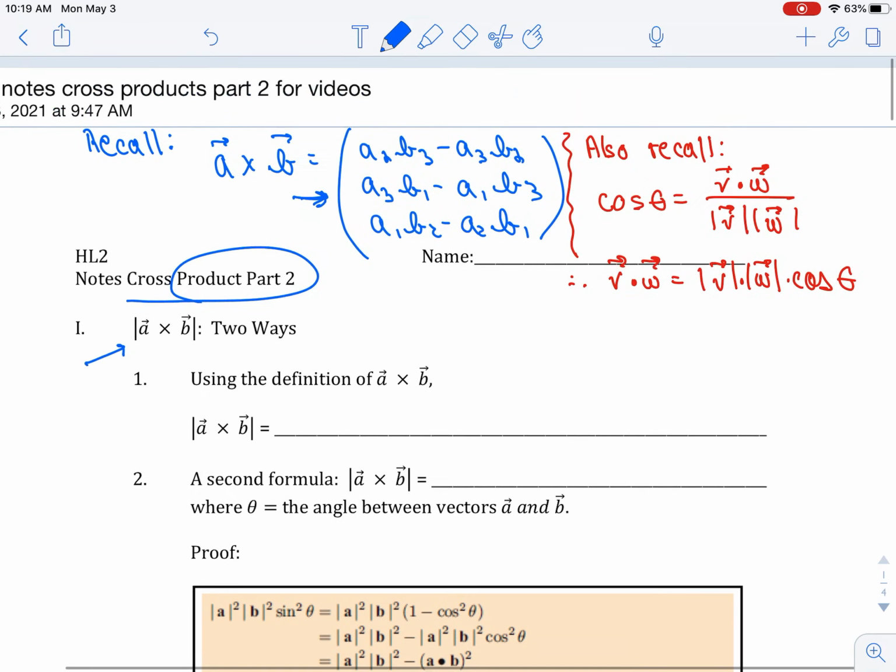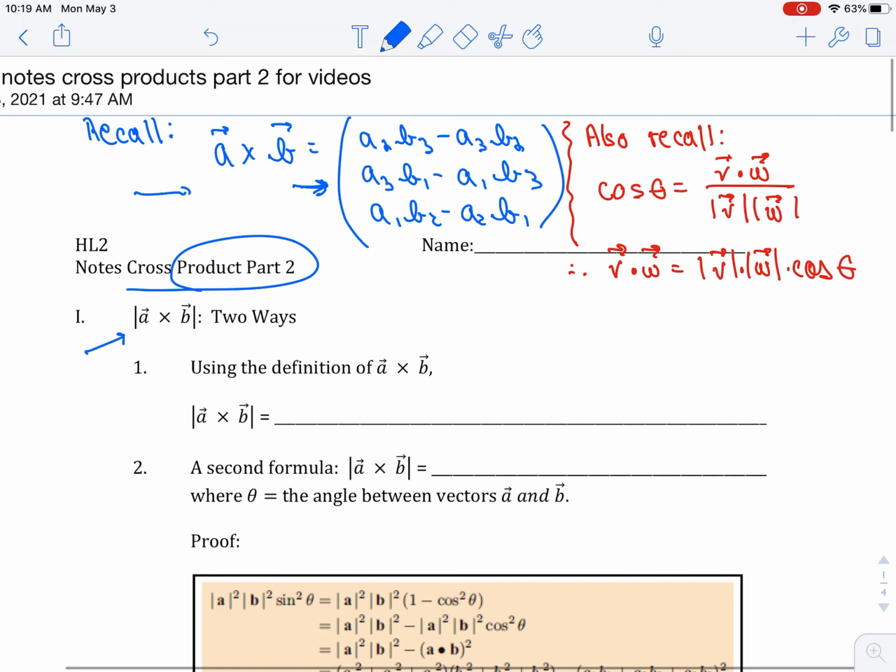But what if we want the magnitude? We know that the cross product is, if I have two vectors like this, those form a plane, and the cross product is the vector that is perpendicular to that. And there are infinitely many that will work. So if this is A and this is B, then this is A cross B. It's perpendicular to both of those. So we want to know what's the magnitude of it.